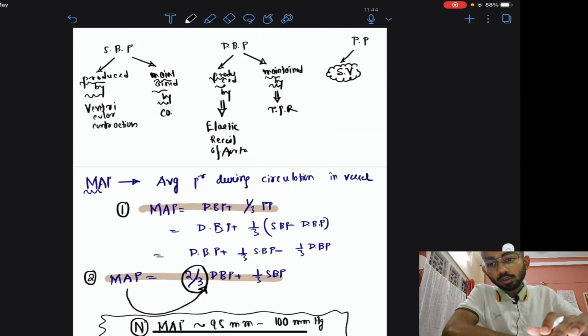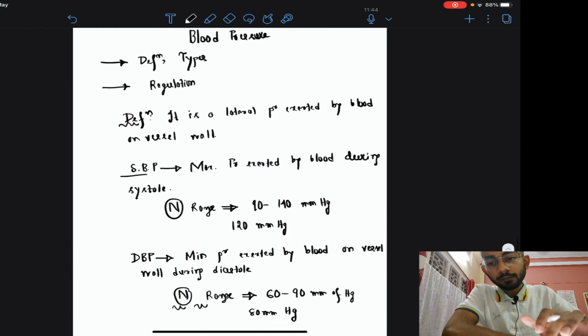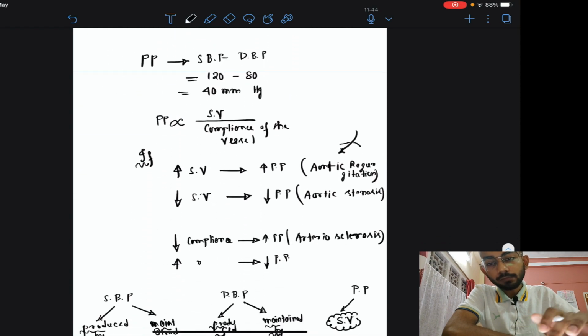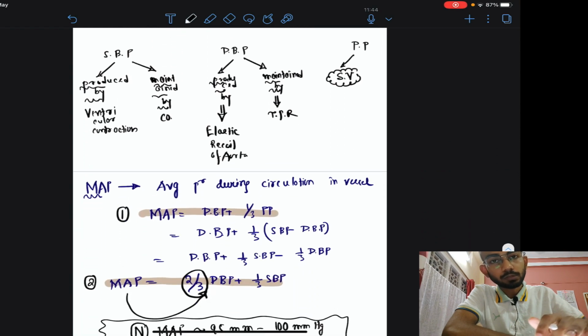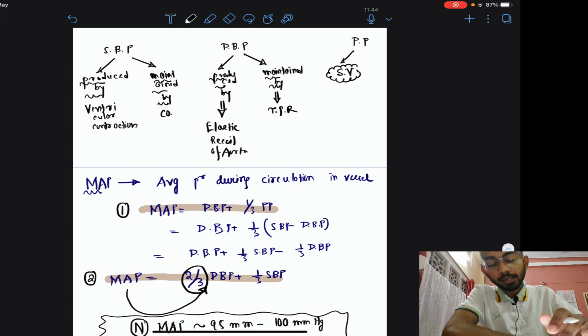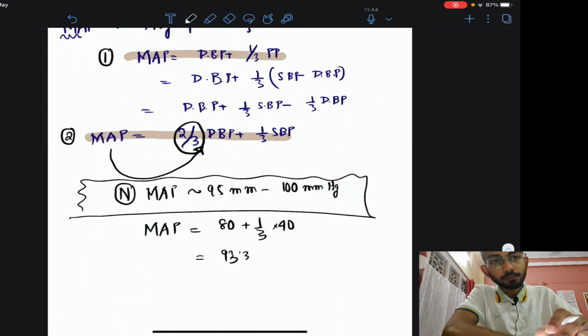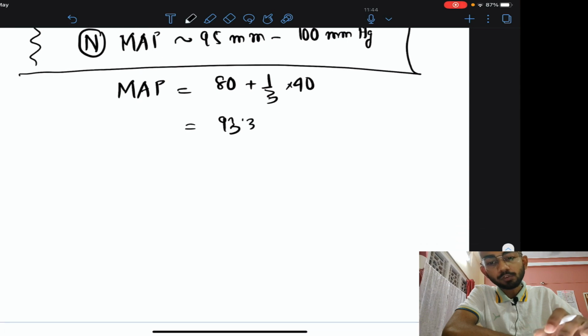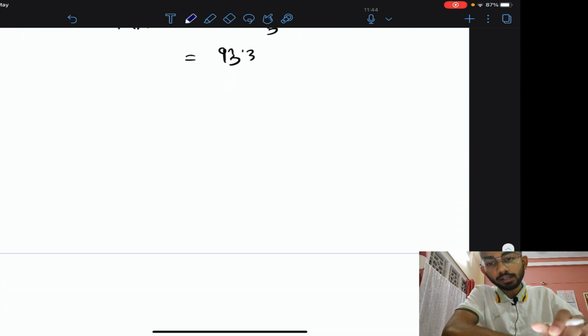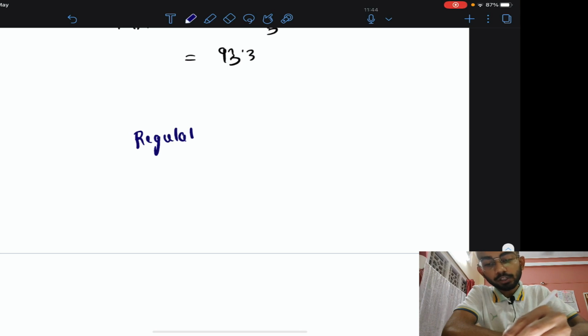Okay, so this was all about the different types of blood pressure and their definitions. Number one, we talked about systolic blood pressure, then diastolic blood pressure, then pulse pressure, we talked about the maintenance and production of these pressures, and then we moved on to the mean arterial blood pressure, guys. Now let us talk about the very important topic, which is what? The regulation of blood pressure.